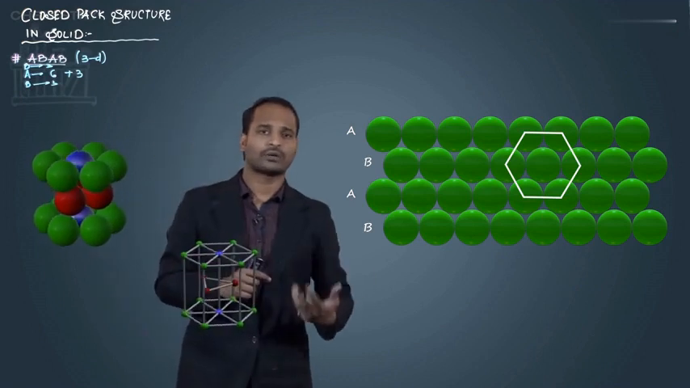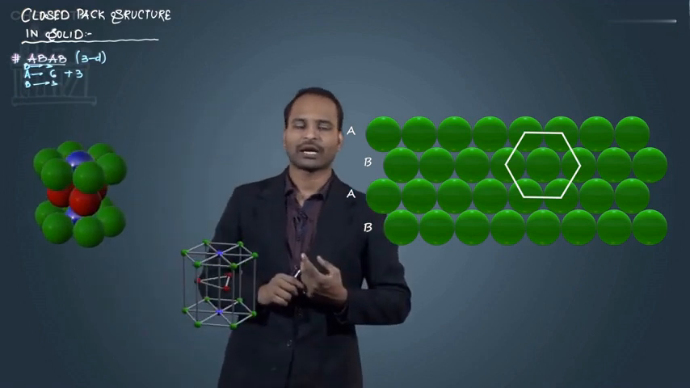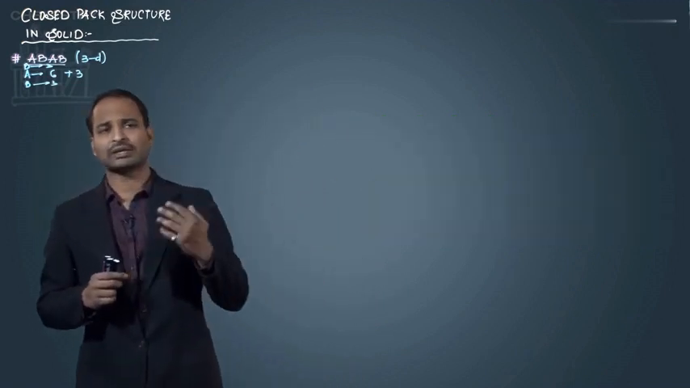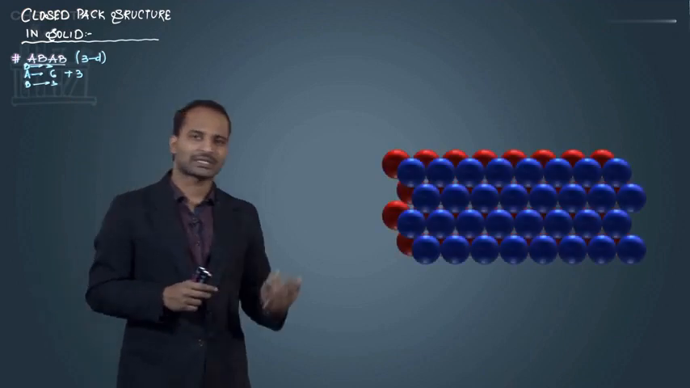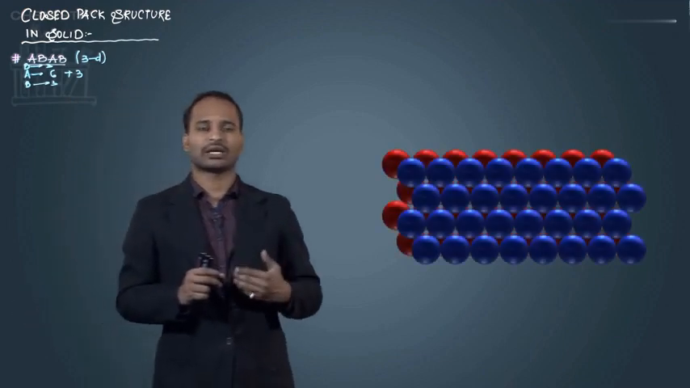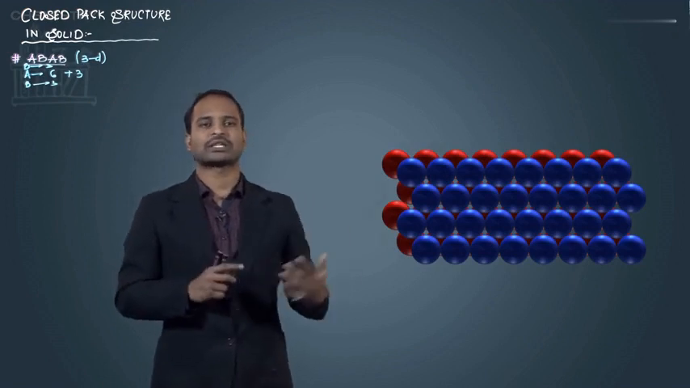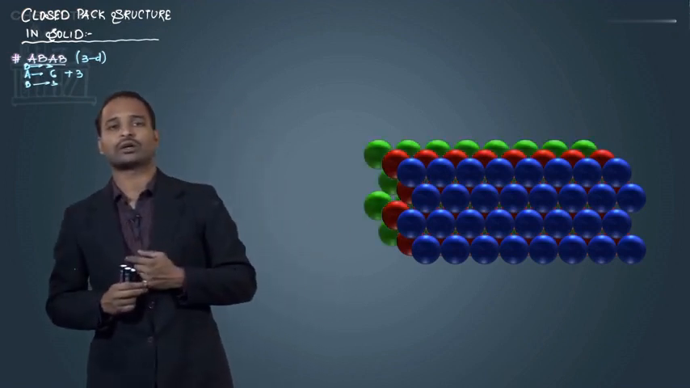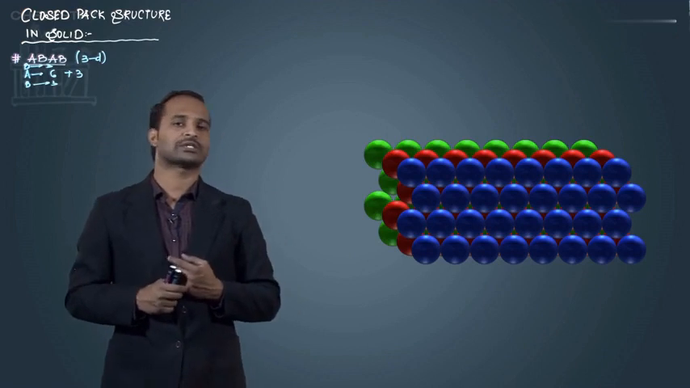Now let's talk about the ABC type of packing. To get the ABAB type packing, we keep the third layer on the tetrahedral void. Now it's time to keep the third layer on the octahedral void. Octahedral void, that means on which void?